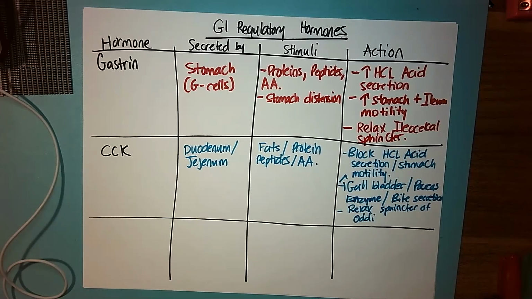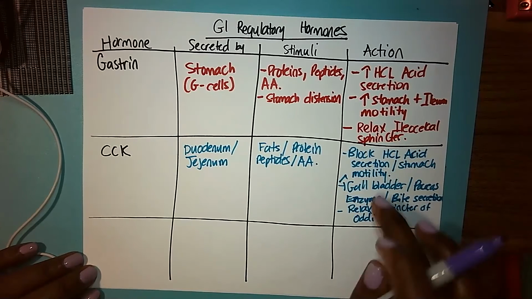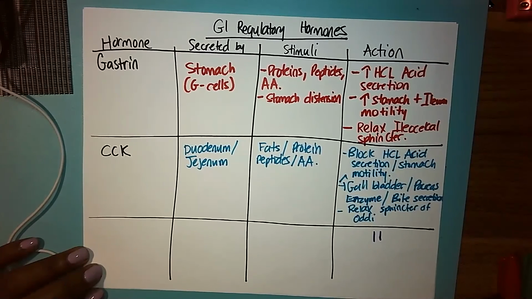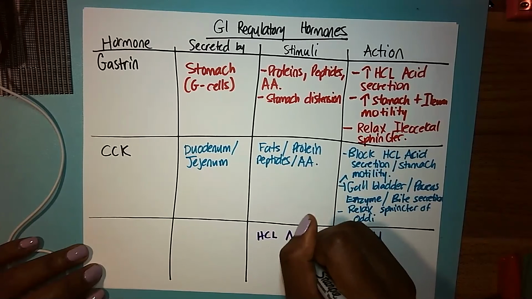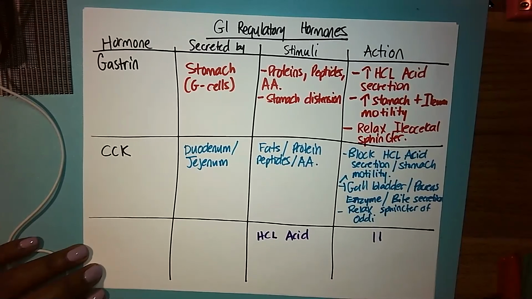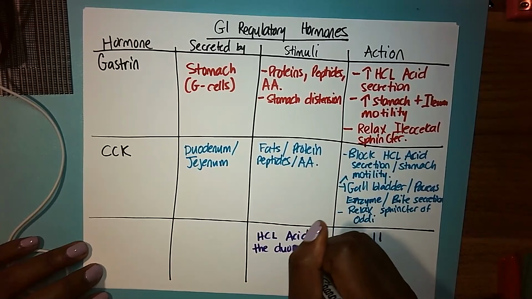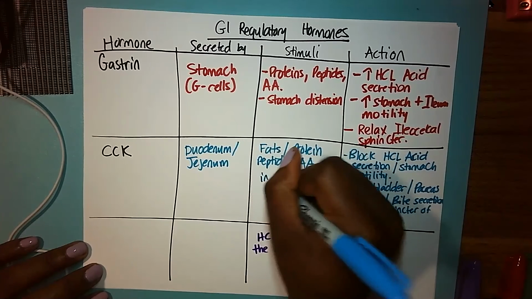Let's look at secretin. And remember, secretin is potentiating the effects here, so they're pretty much the exact same effects of secretin and CCK, but its stimulus is going to be different. The stimulus here is going to be hydrochloric acid in the duodenum.